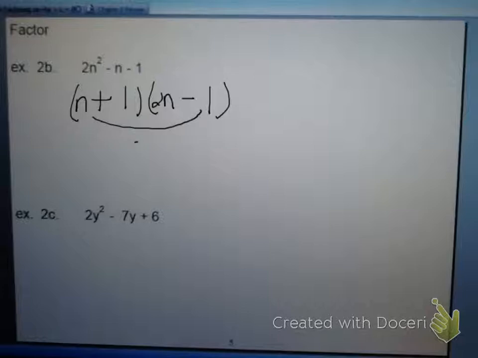Check, that's a negative 1n and a positive 2n, which is a positive 1n, but I want a negative 1n. So I'm going to switch my signs around. Now check, and I get 1n and negative 2n, which is a negative 1n.